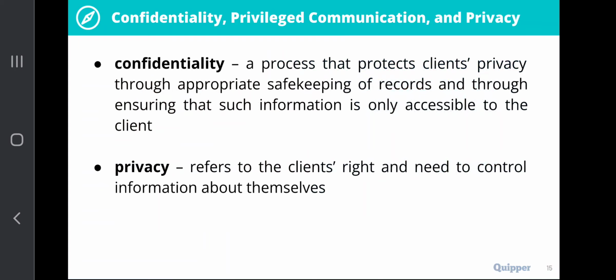Now let's talk about confidentiality, privileged communication, and privacy. Confidentiality is a process that protects clients' privacy through appropriate safekeeping of records and through ensuring that such information is only accessible to the client. With the client's permission, it can be shared or disclosed to suitable professionals. Privacy refers to the client's right and need to control information about themselves.